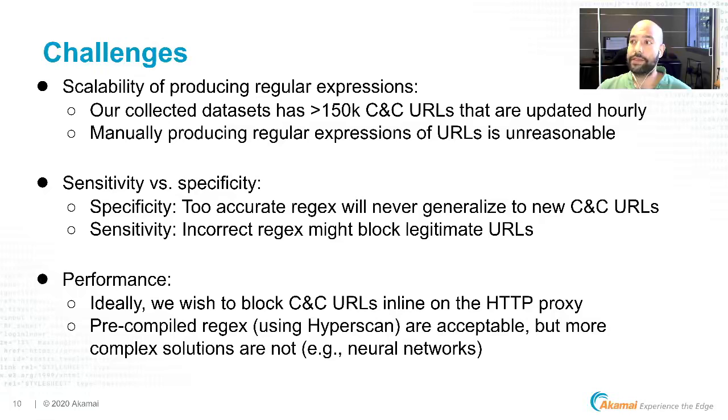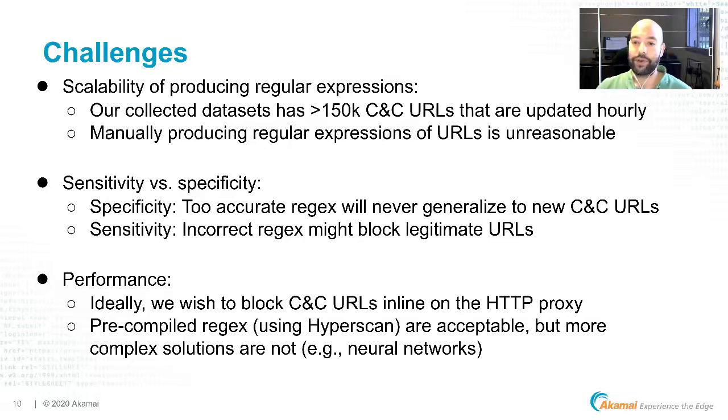So we're in the process of scaling enough and identifying new command control URLs by collecting formerly known command control URLs at scale. The second challenge is that we're dealing with a trade-off of sensitivity versus specificity. That is, we want to produce regular expressions that are not too accurate to never generalize to new command control URLs, but on the other end, not too generalized to avoid blocking legitimate URLs and matching on them.